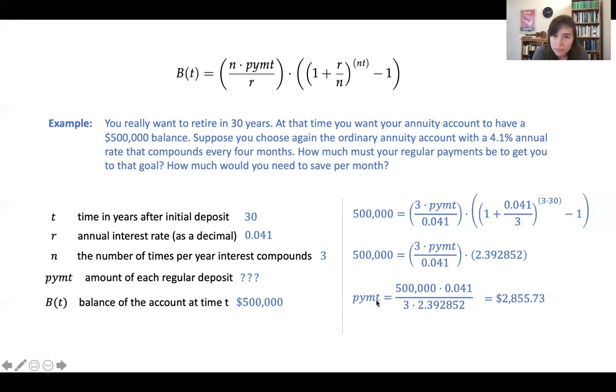This payment is the amount that you are putting in on the compounding schedule. So this is what your regular payment is going to be every 4 months. And what most people are interested in is really how much do I need to save every month in order to be able to make those payments? Because that's really where your budgeting comes in, is on a monthly basis. And so if you need to make a deposit of $2,855.73 every 4 months, then each month you should be saving $713.93.